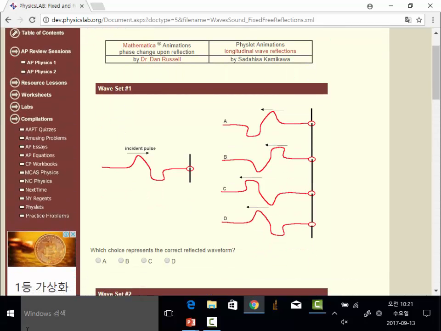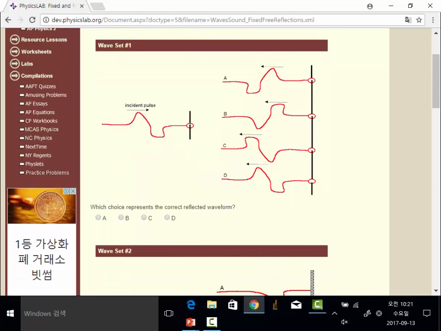Okay, this is the quiz. Can you see well? So now you have an incident pulse with this shape going to the free end. Right? It's not fixed. Free end. What will be the reflected wave shape? A, B, C, D. If the free end polarity is the same, right? It's kept the same. So A. Any other opinion?